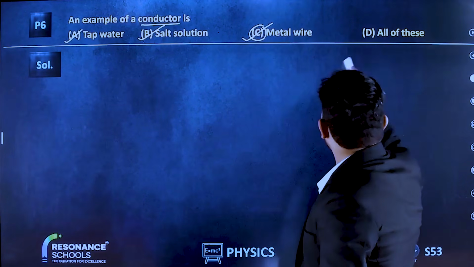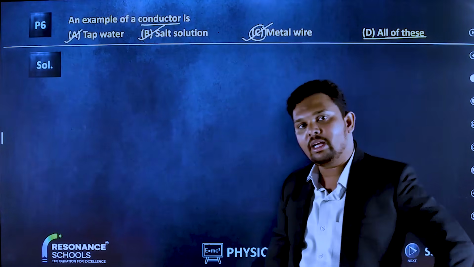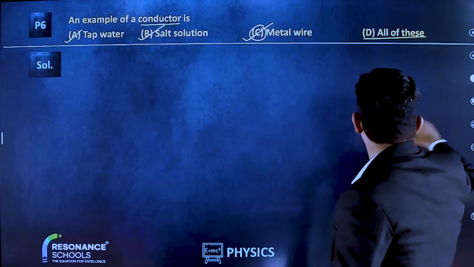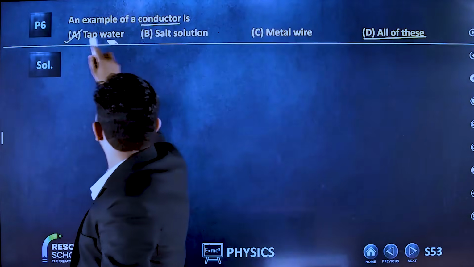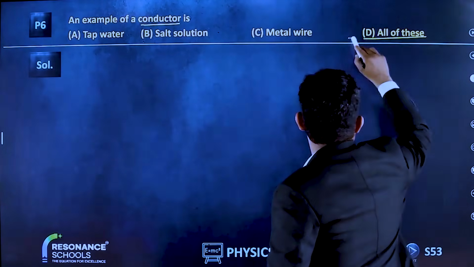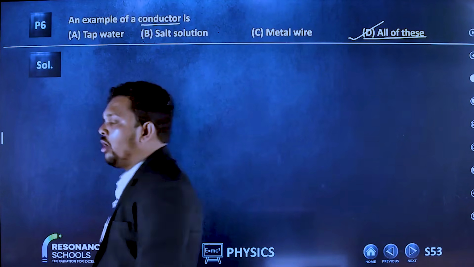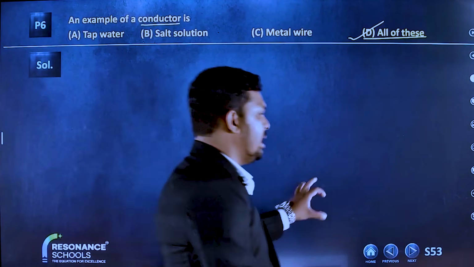But lastly, if all of this is an option, then automatically these three will be eliminated. The perfect answer will be given by it. So as a result, I would like to remove these, and the answer for this case is going to be all of this. All of this is the correct answer. You are absolutely correct in this answer.